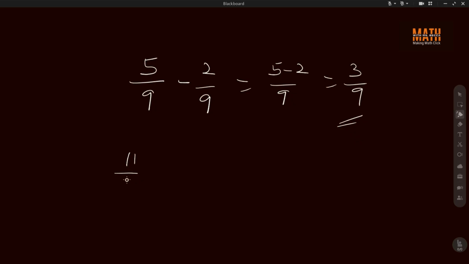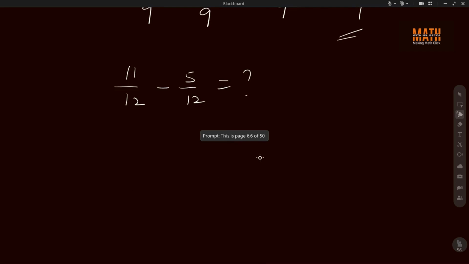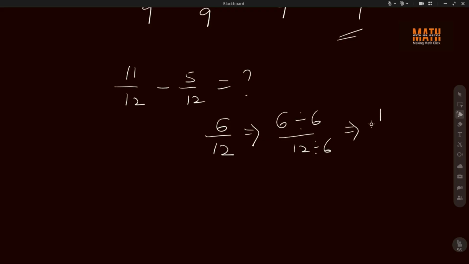Now you subtract 11/12 minus 5/12. What is the answer? Yes, this gives 6/12, but we can simplify further. So we don't leave the answer like this. So 6 will go in 12. So that means we divide both the numerator and the denominator by 6, so that we have 6 divided by 6 over 12 divided by 6. And the final answer will be 1/2.